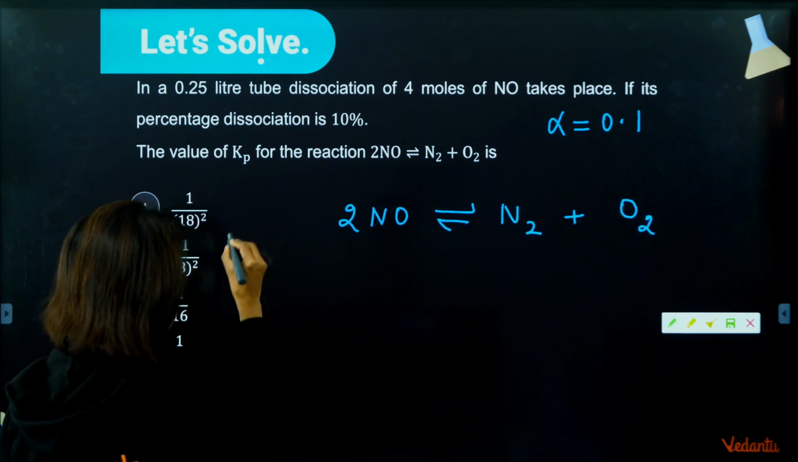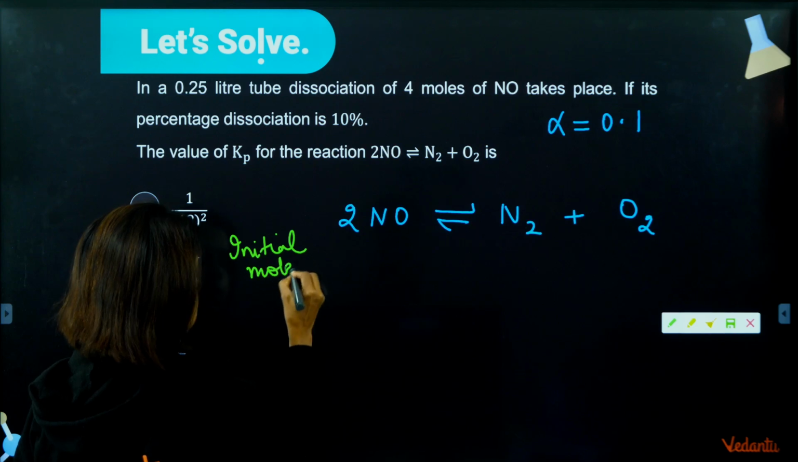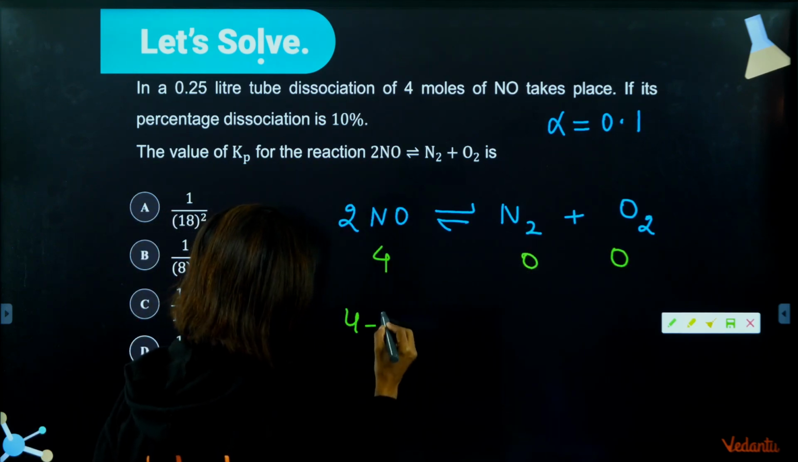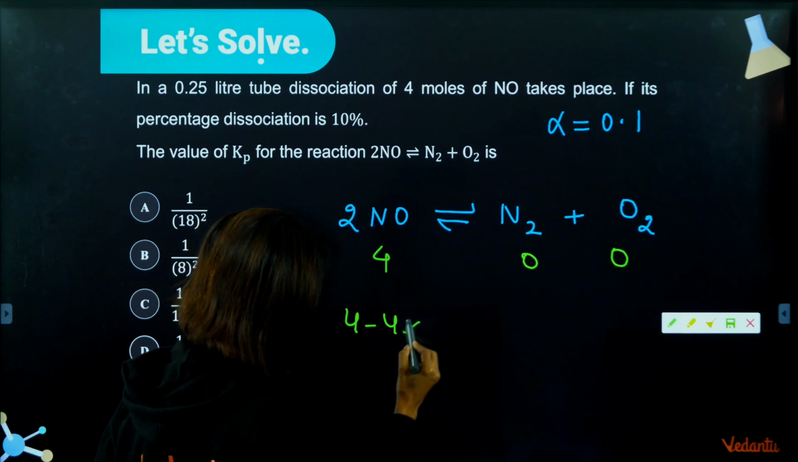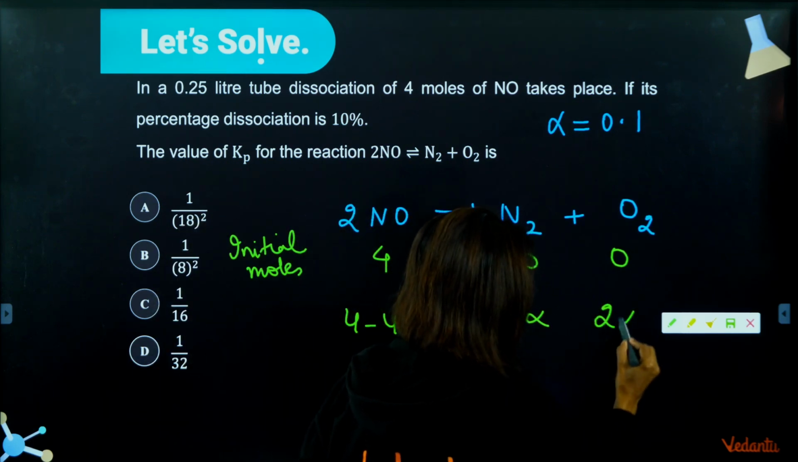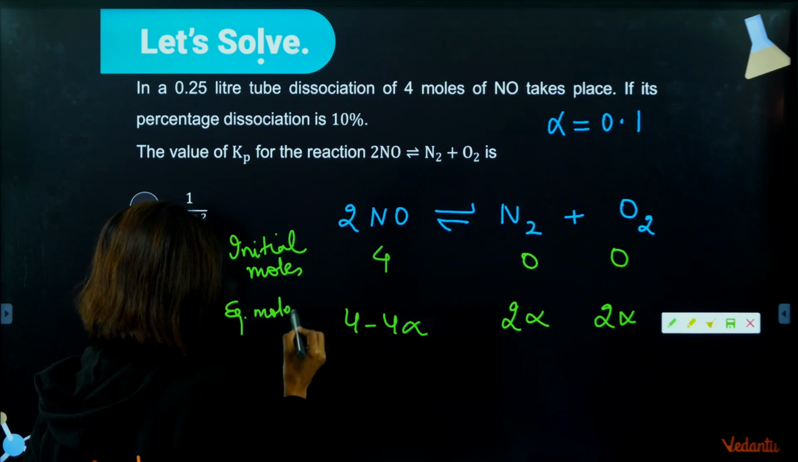So let us start with the initial moles. Initial moles given to us is 4. We start with 4 moles, 0 and 0. So let's say at equilibrium it will be 4 minus 4 alpha, 2 alpha, 2 alpha, right? These are the equilibrium moles in terms of alpha. Got it?